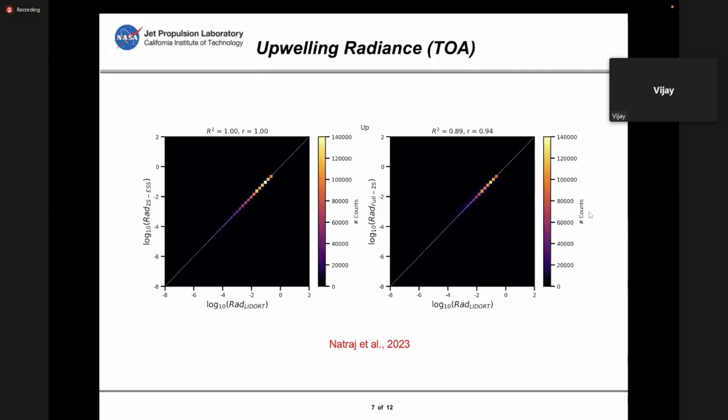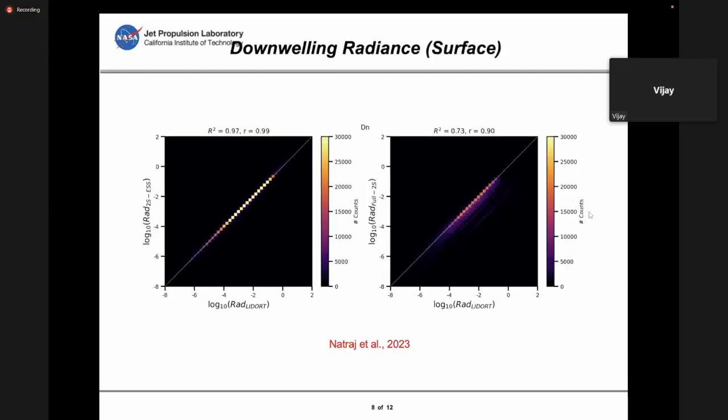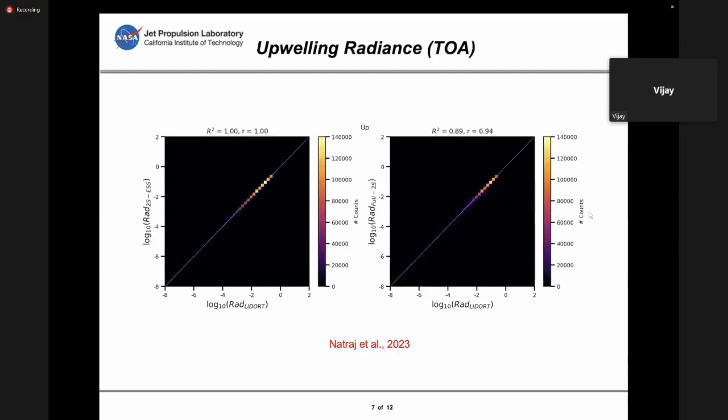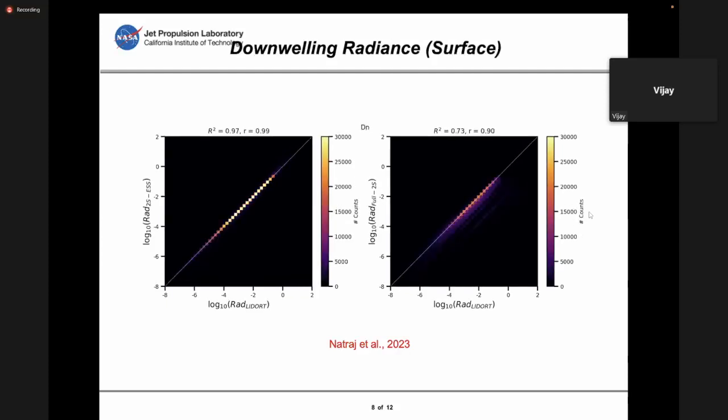So the results are shown here for upwelling radiance at the top of the atmosphere. And you can see that the 2SESS model does much better than the full 2S model, as shown by both the coefficient of determination and the Pearson correlation coefficient. And you can see the same thing for downwelling radiance at the surface. Again, the 2SESS model far outperforms the full 2S model. You can also see that the upwelling full 2S results are more accurate than those for downwelling. And this is a consequence of the assumption of a Lambertian surface.